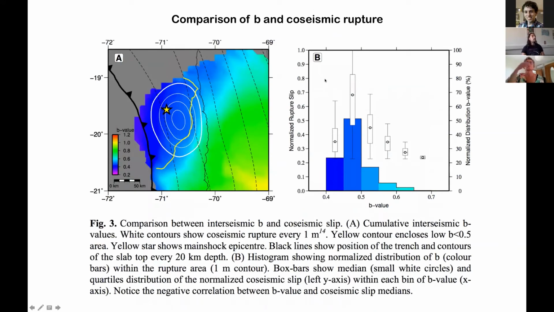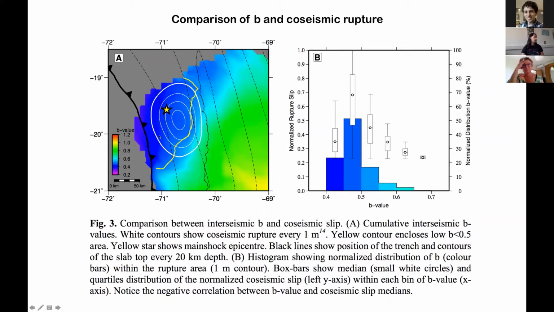Now, this plot is a little bit complicated, but I'll try to explain it as well as possible. What I'm trying to show here is basically the comparison between the b-value distribution, which is in this map, just the b-values I showed before for the interseismic period, so before the foreshock sequence, and the coseismic rupture. The coseismic rupture is again shown here by these slip contours, which are every 1 meter, starting at 2 meters, I think, here.